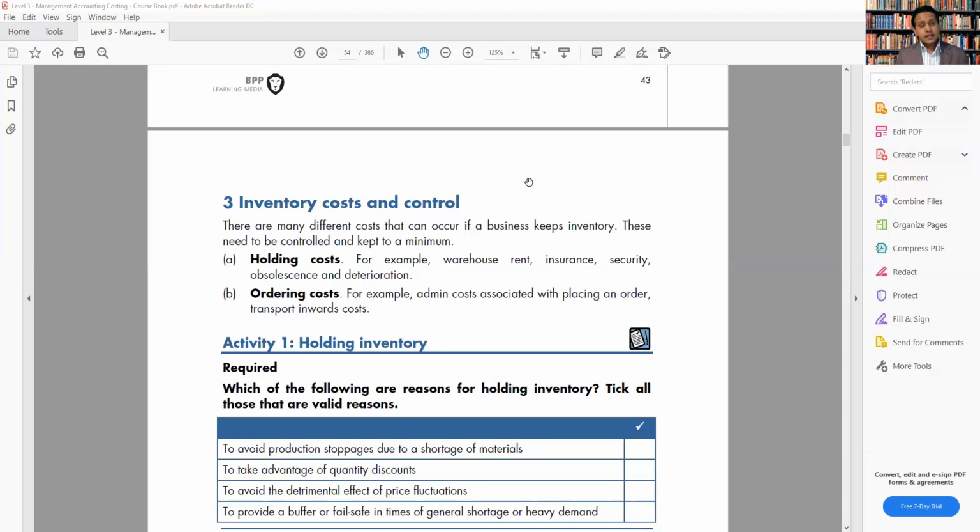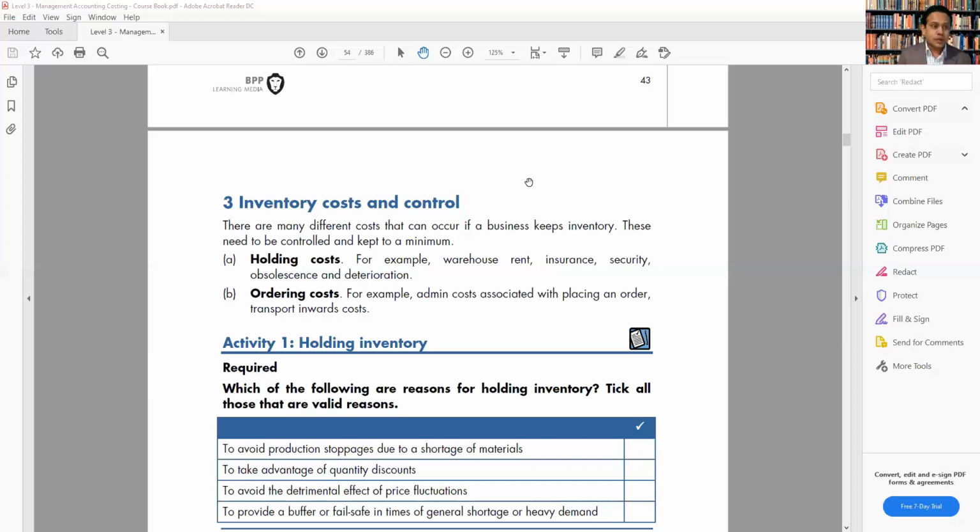So let's say there is a model that is called EOQ, economic order quantity. If we use this model, it will consider all the factors that we have discussed. So EOQ will consider the cost of ordering, the cost of holding, and the demand. And after considering all of this, the EOQ will tell you that you should order this quantity, and that will maximize your profit for the company. So let's have a look.